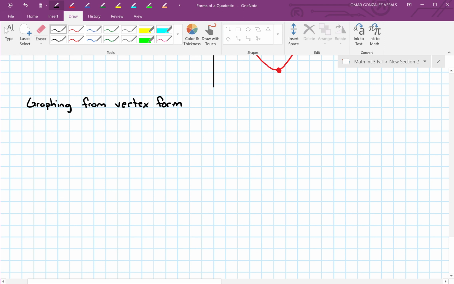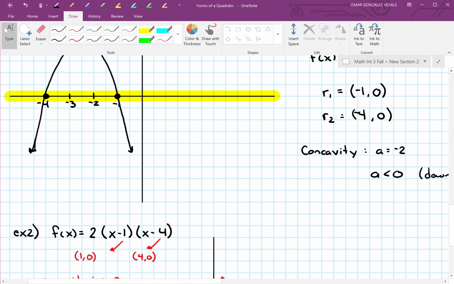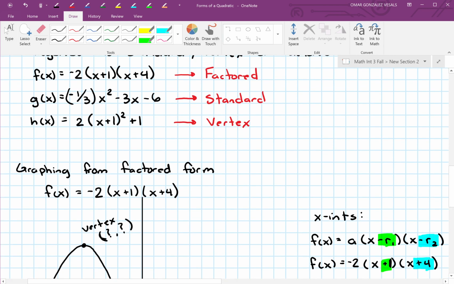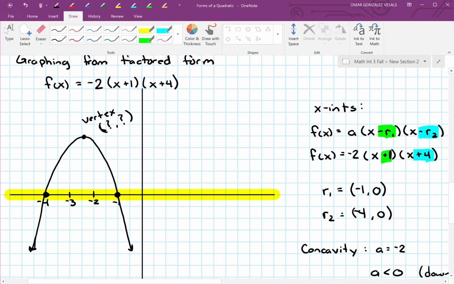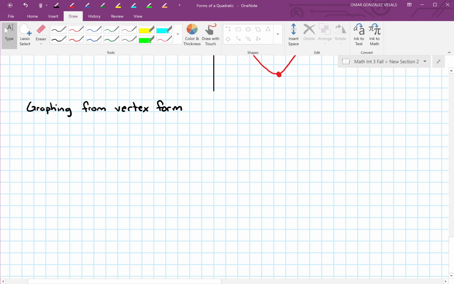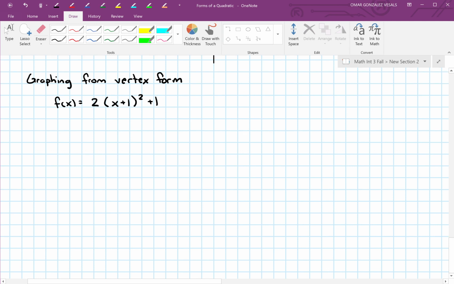Now we're going to be graphing from vertex form. What was our first equation that we worked with? f of x equals 2 to the power of x plus 1 plus 1. All right, so just follow along for this one, okay?